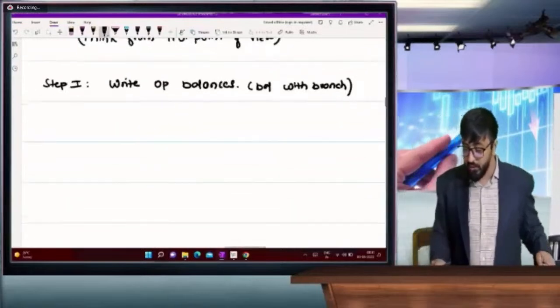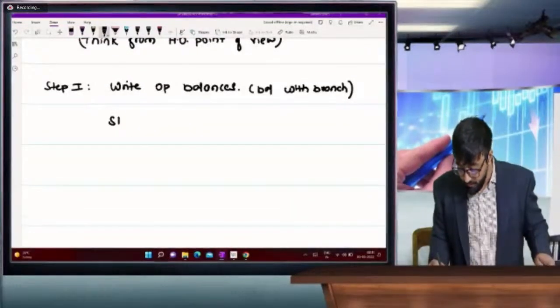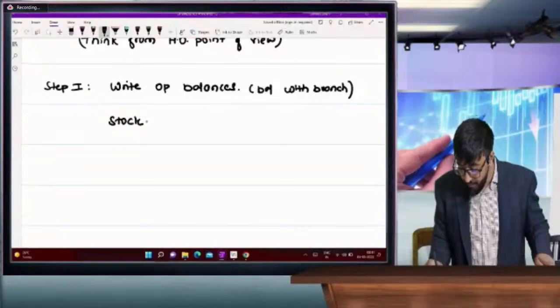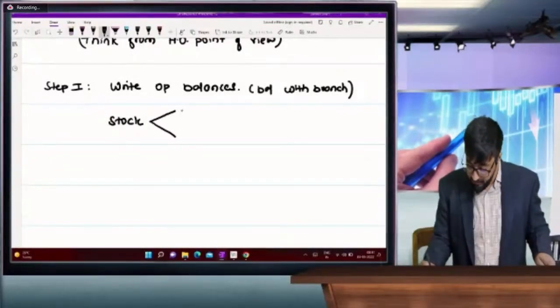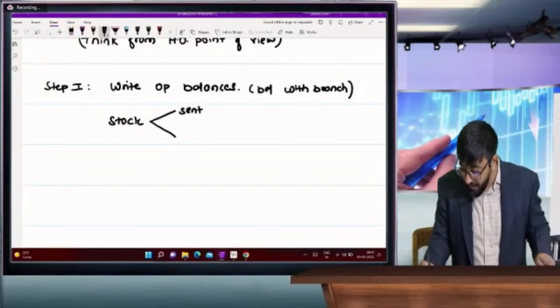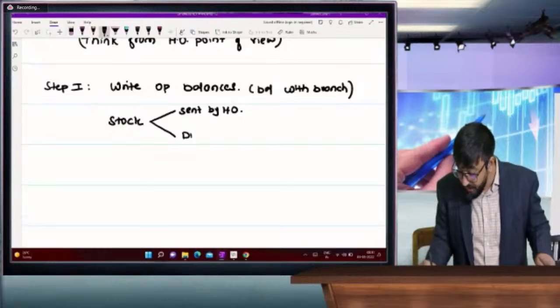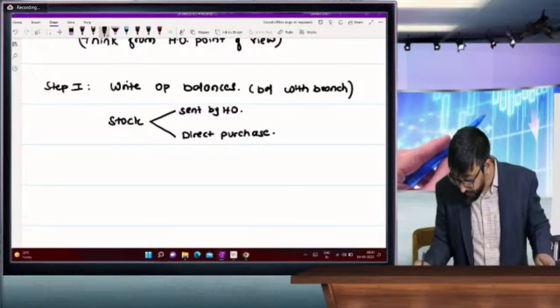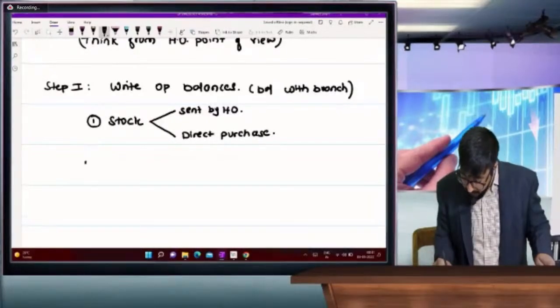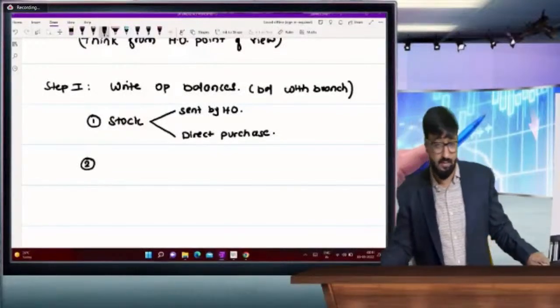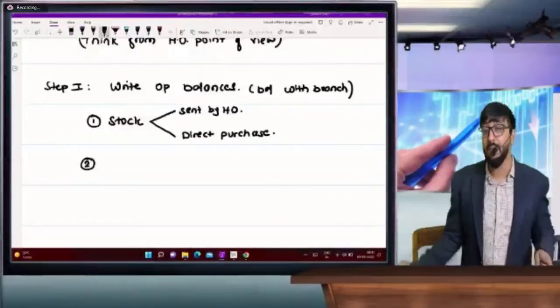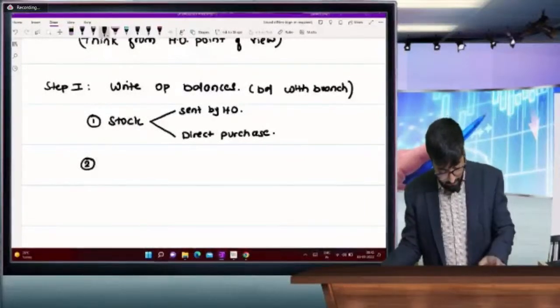Now what is with branch? Stock. So first thing is stock. Now this stock is of two types. One which is sent by head office, or there might be a stock which is a direct purchase. So this is the first stock.